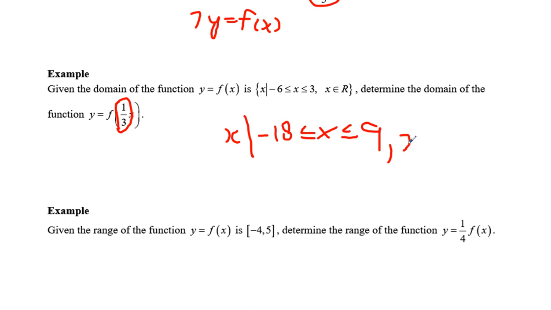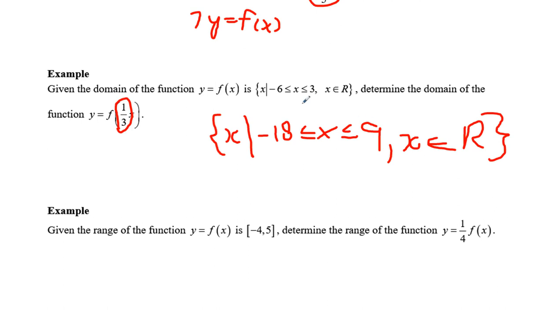x is still a member of the reals, so here is our set notation. So I'll put this, and look at that, that's not bad. But the key here is your domain is influenced by b. You are going to have a b value of 1/3, which makes your horizontal stretch 3 times. -6 busts out to -18, 3 busts out to 9.